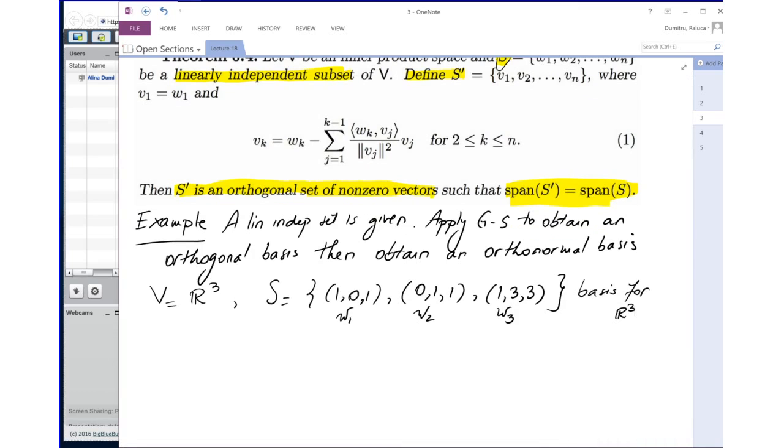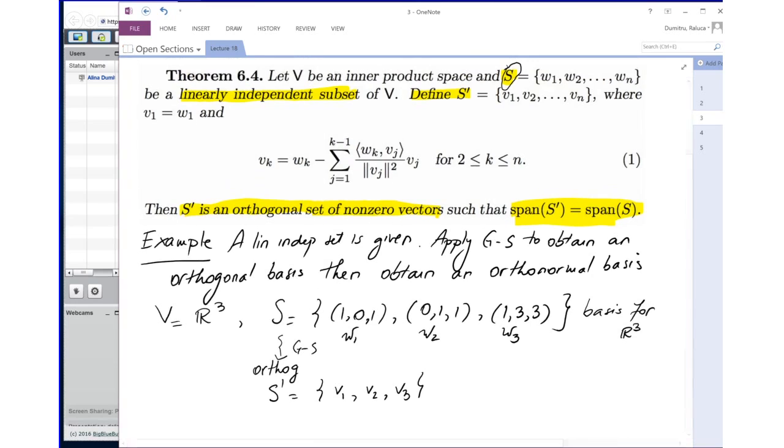All right, so we want to turn this into an orthogonal set S prime containing vectors V1, V2, and V3. The simplest one to get is the very first one. You just start with the first vector in your set. So V1 is the vector (1, 0, 1).